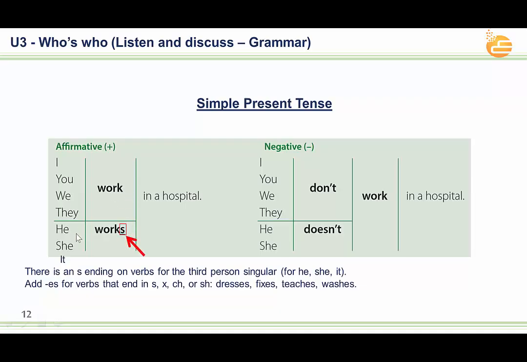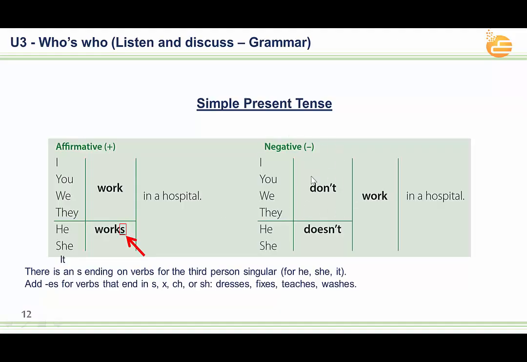Can you see it? But if I say he, she, or it, I have to add S. He works in a hospital. She works in a hospital. It works. I work in a hospital. So no S with those. You work in a hospital. We work, they work in a hospital.